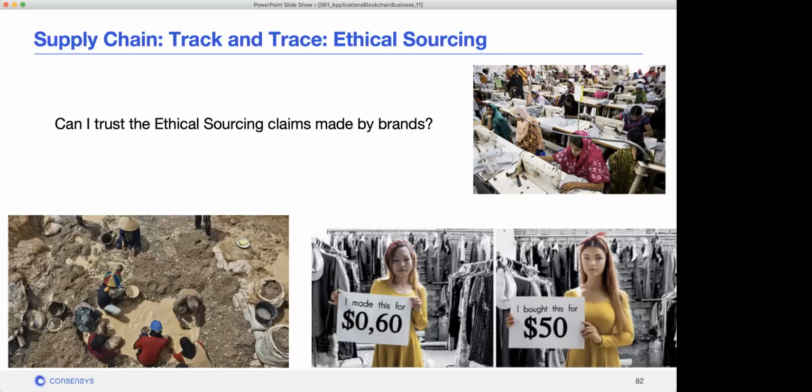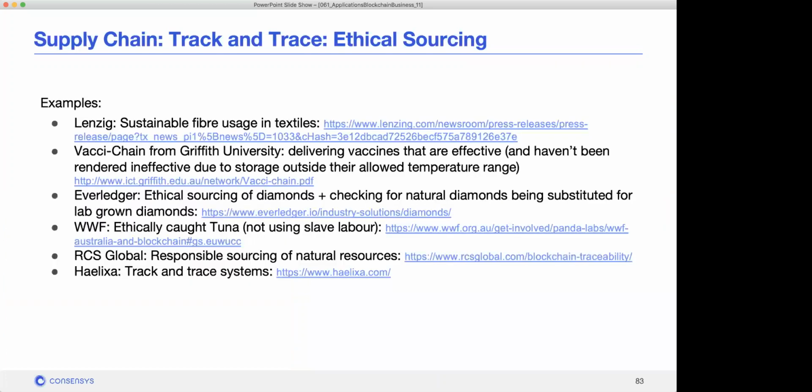And so, you know, you can use blockchain to help improve and verify the claims that brands make. And so there are a stack of different organizations tracking all sorts of different objects and things, from fibers to vaccines, diamonds, tuna, all sorts of stuff.